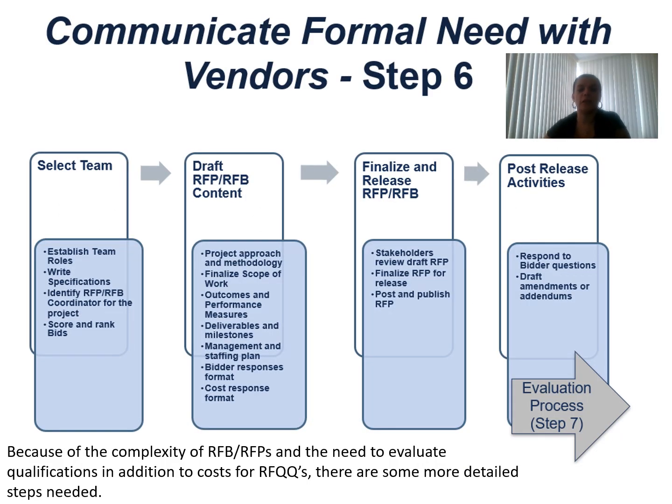Then the team is selected, so establish the team roles, write specifications, and identify the RFP or RFB coordinator for the project, the scope, and rounds of bids. Then write down the draft of the document. It's supposed to have the project approach, the methodology, the finalized scope of work that we have been working on in the previous steps, deliverables and milestone management, staffing planning, bidder response format, and cost response format. Finalize the release of the document, so it goes through a stakeholder review for the draft, finalize the draft, and then post and publish the RFP or the RFB.